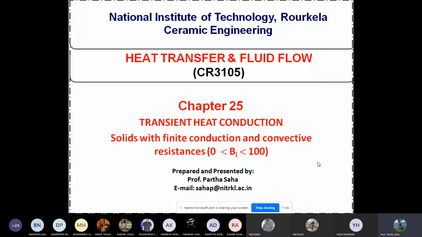So here you can see I have given the setup. We are going to consider transient heat conduction in solids with finite conduction and convective resistance. So it is happening at the same time, simultaneously: conduction as well as convection. As you can see here, this is a finite plate with a thickness of 2L, with the center line at the middle, extending L on this side and L on that side in the X direction.